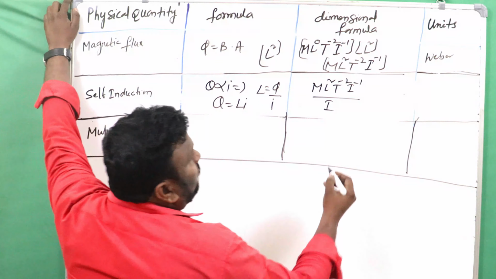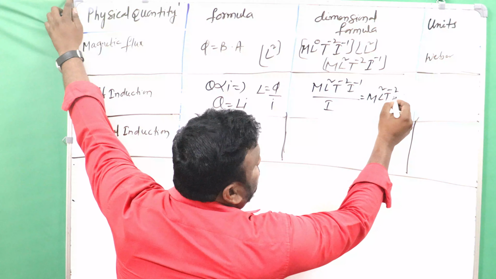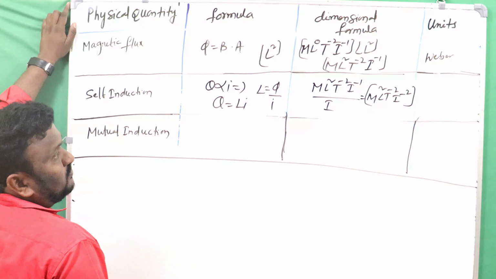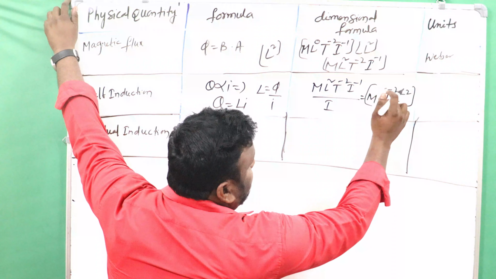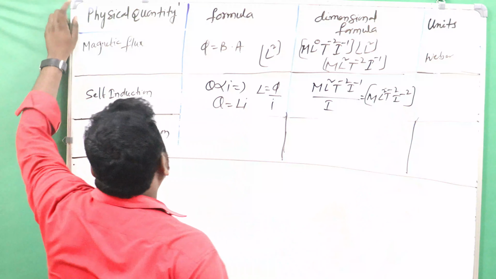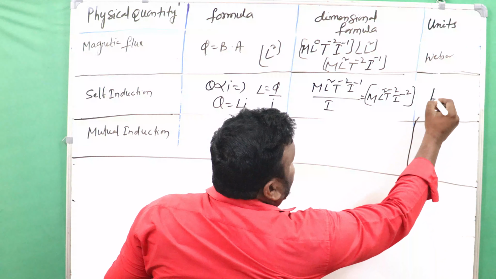Clear? Then what do we get here? M L square T inverse 2 I inverse 2. That is the dimension formula of self-induction. So here the unit is Henry.